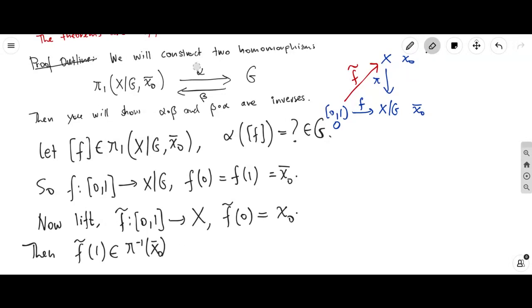So we're still constructing this map alpha. This is inspired by the monodromy theorem. You lift your loop, and you look at the endpoint. The endpoint is going to be in the fiber over x0. But how do you get an automorphism of this?